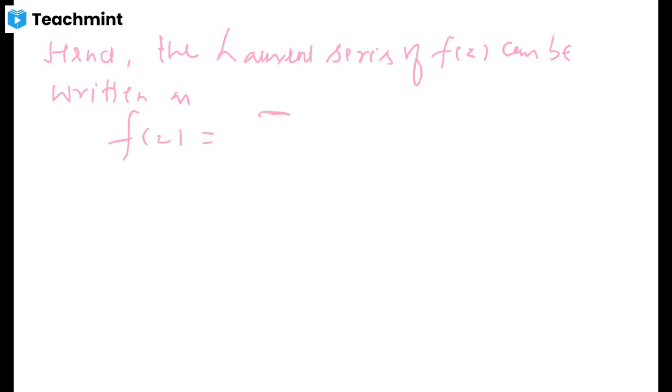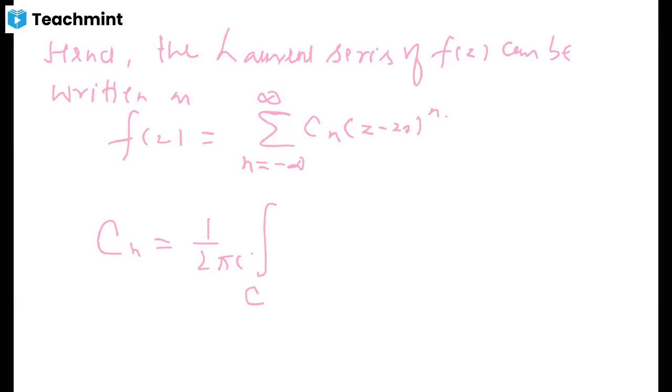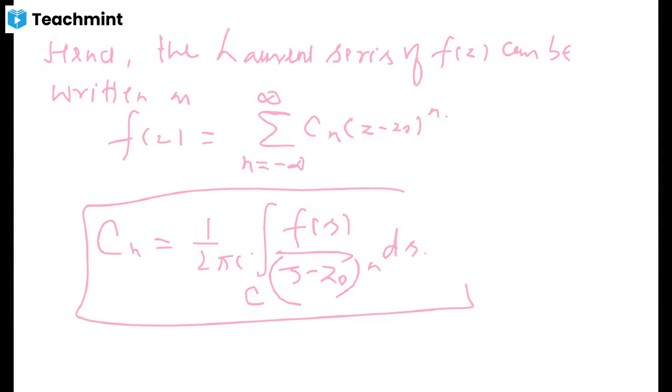Instead of writing two series, you just write n from minus infinity to infinity. It is f(z) equals sum of cn (z minus z naught) to power n. Now it has all the parts, positive as well as negative parts, where cn is 1 upon 2 pi i integral over contour C, where C is an arbitrary simple closed contour inside this annulus, of f of zeta over (zeta minus z naught) to power n plus 1 d zeta. This is the more general form to write the Laurent series of such a function.